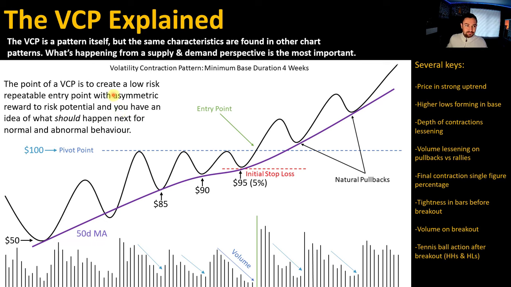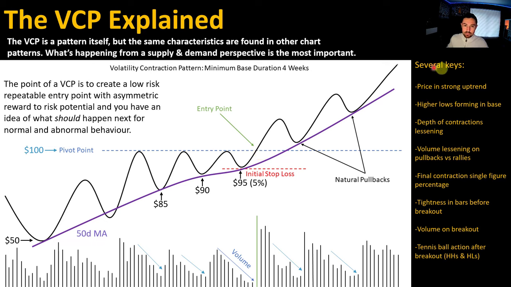But we first want to begin with, what on earth is the point of a VCP? The point of a volatility contraction pattern is to create a low risk, repeatable entry point with asymmetric reward to risk potential, and you have an idea of what should happen next for normal and abnormal behavior. As we go through this presentation, there are slides on what you want to see after the breakout point and what you don't want to see after the breakout point. So, normal and abnormal behavior. This really helps you with the trade management aspects as well. The VCP is a very repeatable point on the chart to identify, which is very good because of the deliberate practice nature of things and also skill acquisition. You really want to acquire the skills to identify the VCP, understand how to trade it, and improve your skill set around trading it.